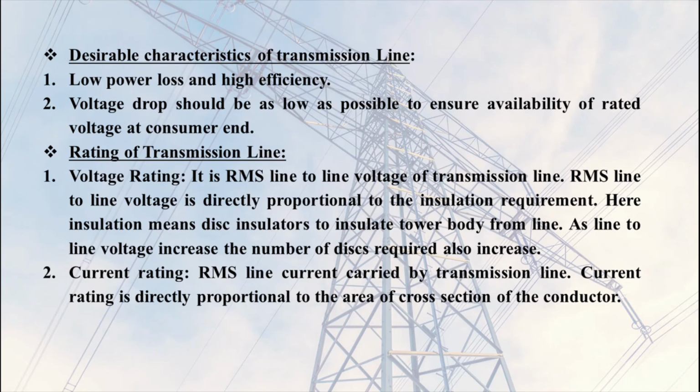And third rating is MVA rating. MVA is equal to root 3 VL IL. So these are the three ratings of transmission line, and this is all about the basics of transmission line.